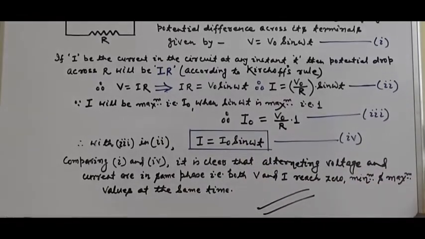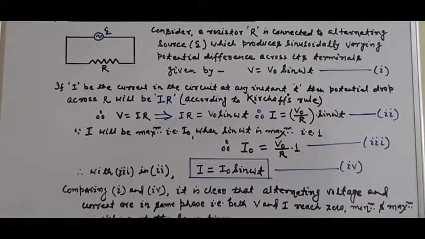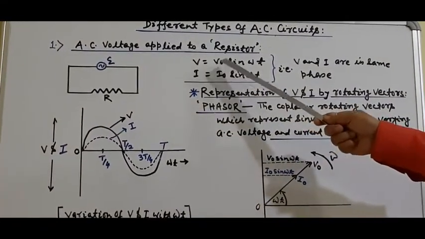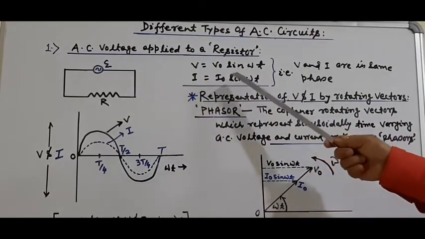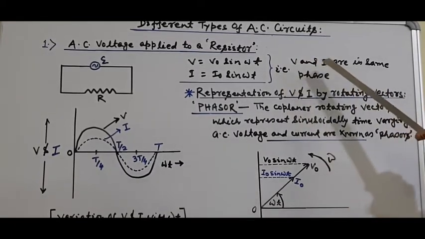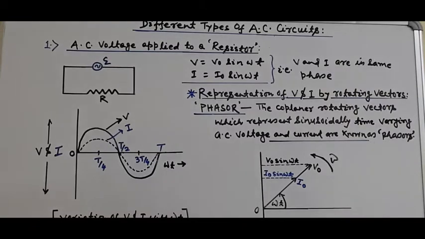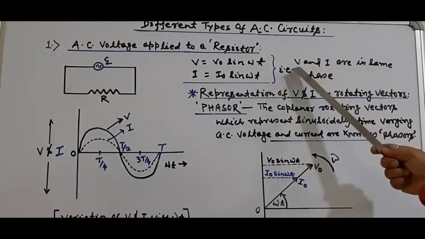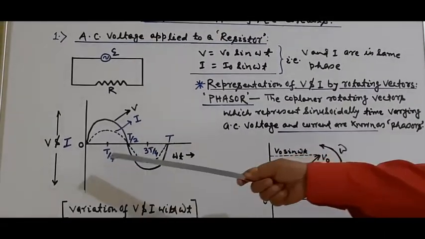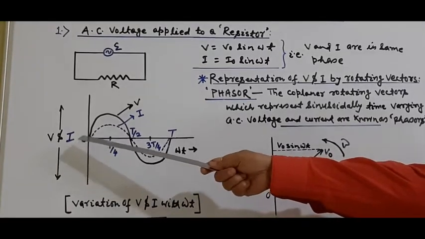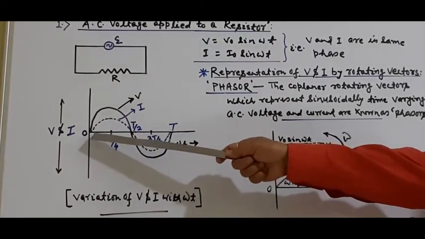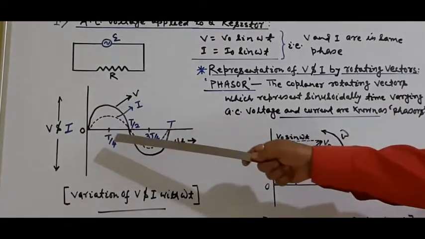Now this can be shown with the help of the variation of V and I with omega t. From these relations, V is equal to V naught sin omega t and I is equal to I naught sin omega t, we have come to the conclusion that the AC voltage V and current I are in the same phase. The phase relationship between this voltage and the current can be shown graphically like this. Look at over here. Here the variation of V and I with omega t is shown. Starting from the point O, the solid line shows the voltage and the broken line shows the current.